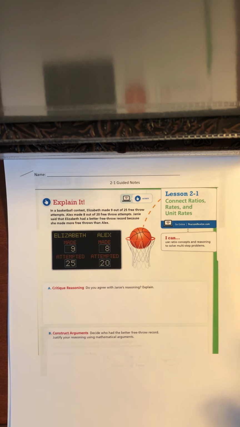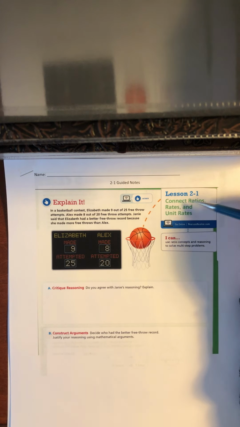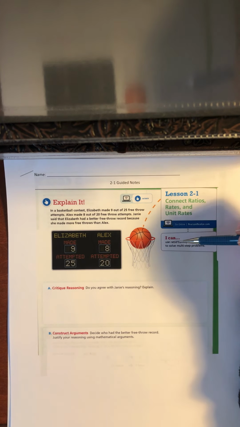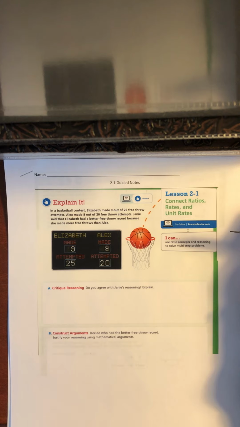All right, so we are starting chapter 2. It's all about unit rates, ratios, proportions. So our first section is connect ratios, rates, and unit rates. In our WALT, you're going to be able to use ratios, ratio concept, and reasoning to solve multi-step problems. So lots of word problems here.